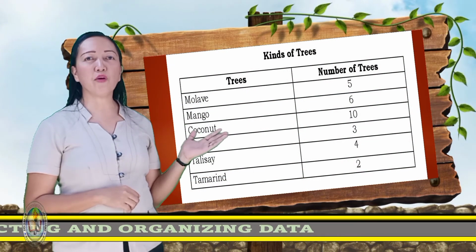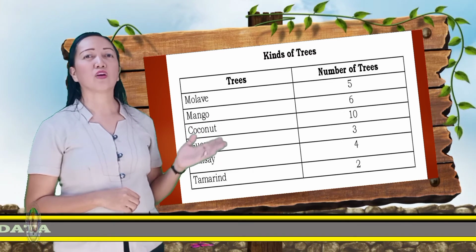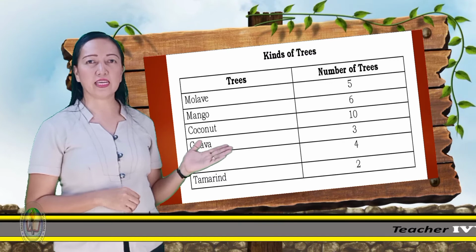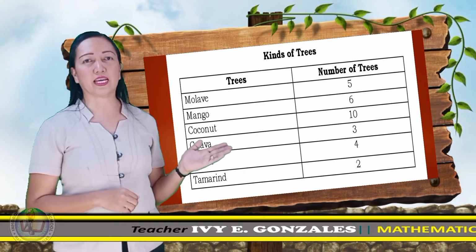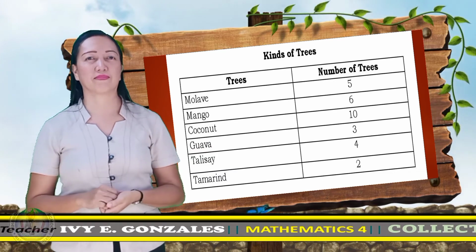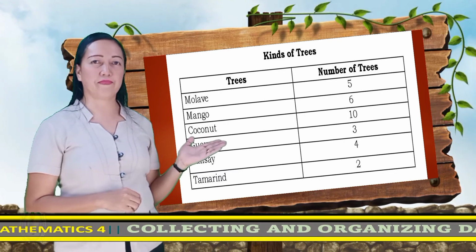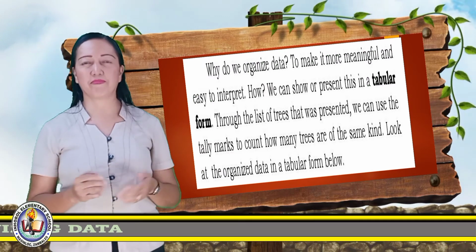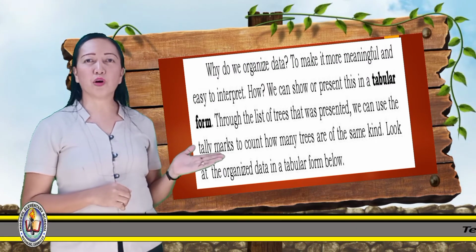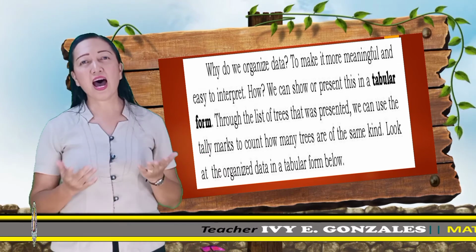Let us count how many molave, mango, coconut, guava, talisay, and tamarind trees. Then, let us organize the data. This is now the organized data. Why do we organize data? To make it more meaningful and easy to interpret. How?